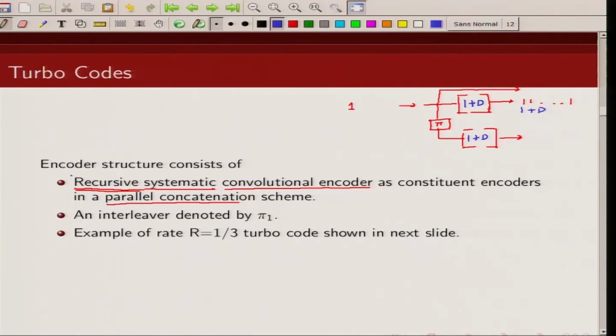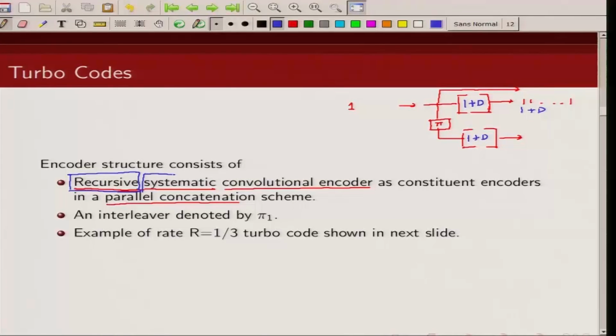So, that is why this is very important, and this was a key innovation for this code, that when they used two parallel concatenated codes, the convolutional encoder which was used was a recursive convolutional code. It was systematic because systematic codes had better convergence property. So, remember these two things.